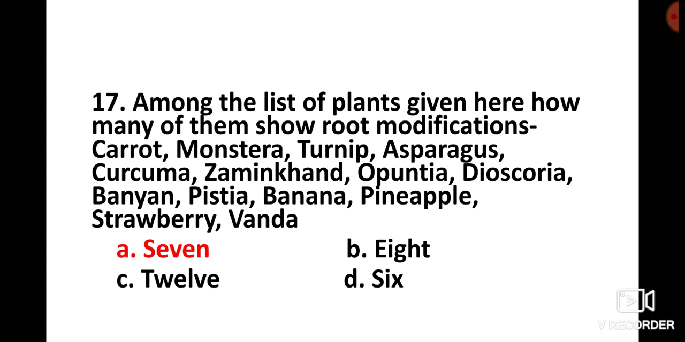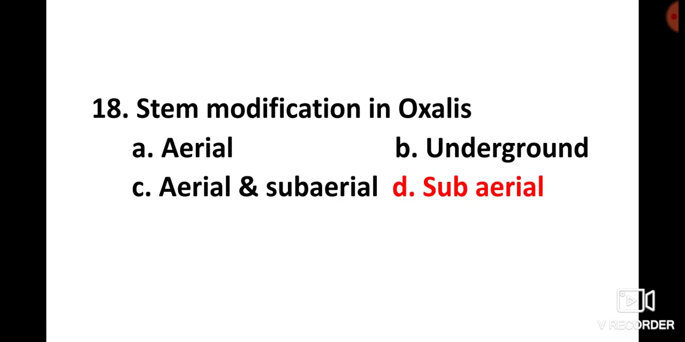The right answer is A. 7. The 7 plants are carrot, monstera, turnip, asparagus, jaminkhand, banyan tree and vanda plants which show root modifications. Totally 7 plants. Question number 18. Stem modification in oxalis. Right answer is D. It is subaerial stem modification.